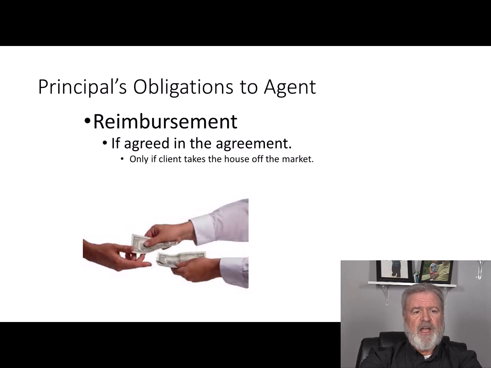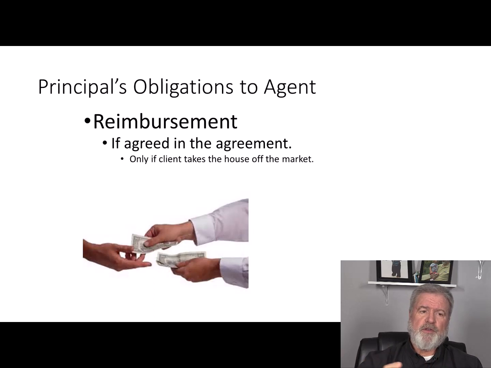The second obligation they owe us is reimbursement. Now, what you want to be careful of here, a lot of agents misunderstand really what this means. But let me give you an example here.